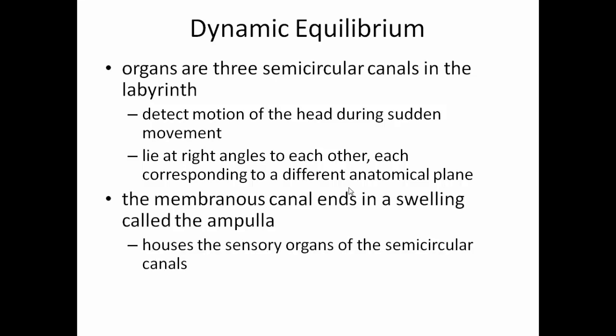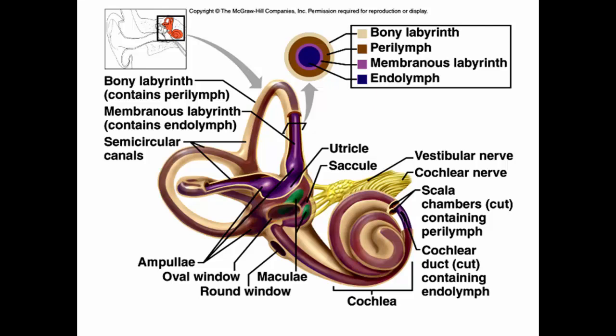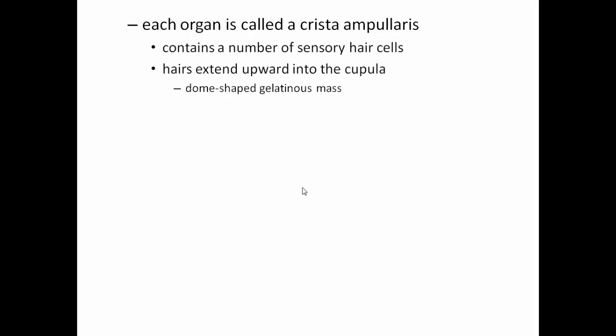Well done. So this canal ends in a swelling called the ampulla, and that has the sensory organs of the semicircular canals. So you can see these here. You see how they are in right angles to one another. You see the semicircular canals. Look at these semicircular canals, and look at these ampullae here. So each of these organs in there is called the crista ampullaris, and they have more hair cells that keep popping up again, and those hair cells extend into something called a cupola.